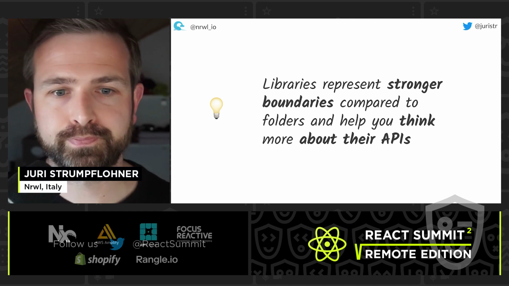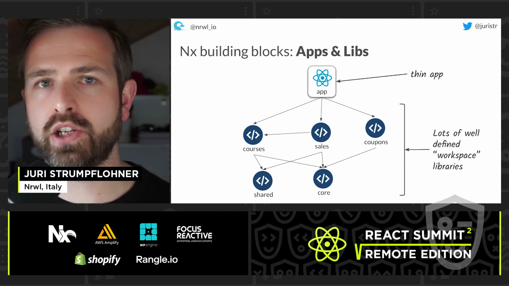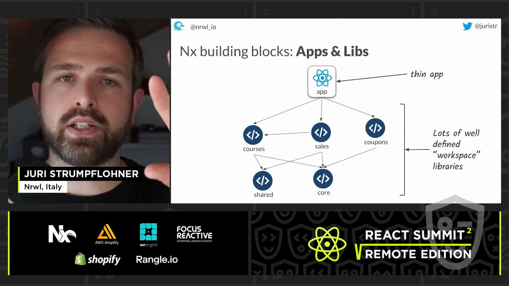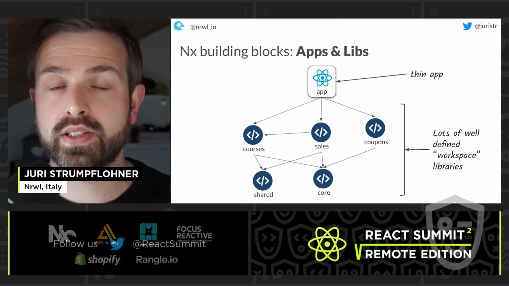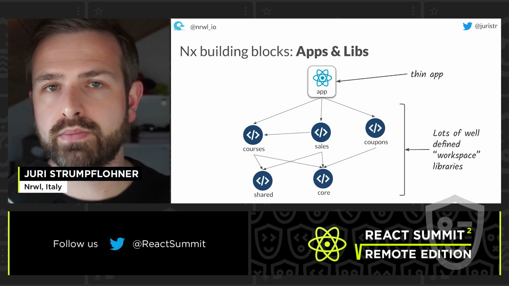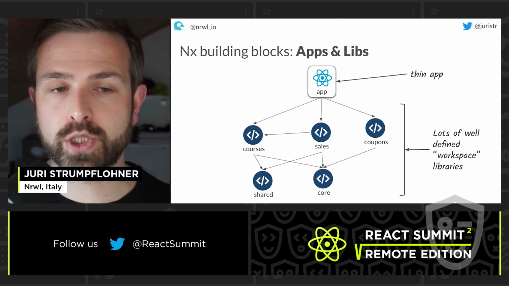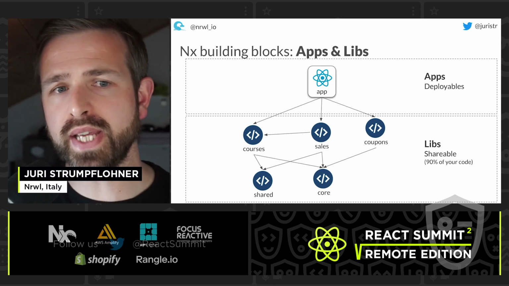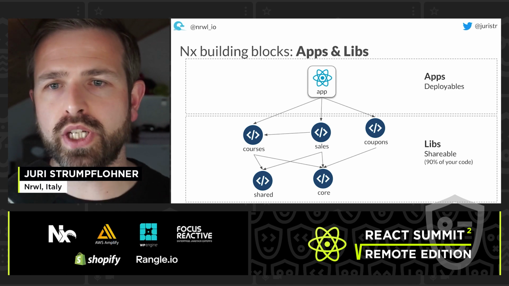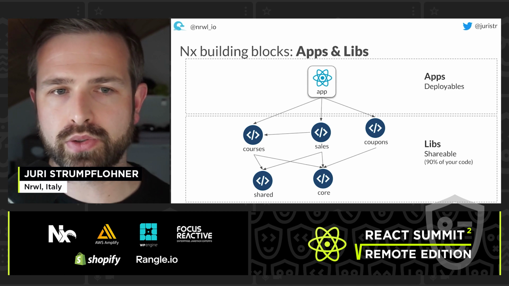And so in NX, what you have usually is a very thin application at the very top, and then you have a lot of those well-defined workspace libraries where the actual logic sits. And those workspace libraries don't really need to be published anywhere. They can, but they can just live within the workspace, and the application just links it. And so in the end, application, if you want, is really just the deployable, and then the logic is actually down in those libraries.